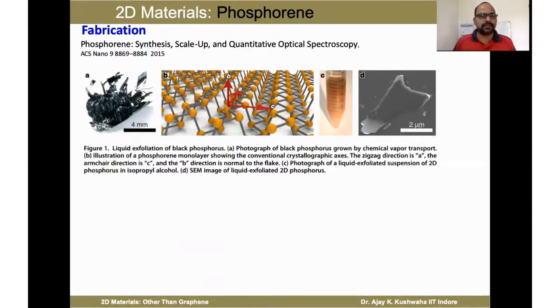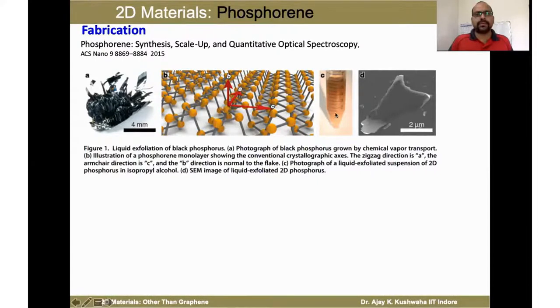So this is a kind of precursor for phosphorene, and this is the crystal structure the figure shows. You can see the A direction and the B direction. Basically these two directions are there. This shows the zigzag direction in A and then armchair in C, and B is just a direction to indicate the other normal direction.